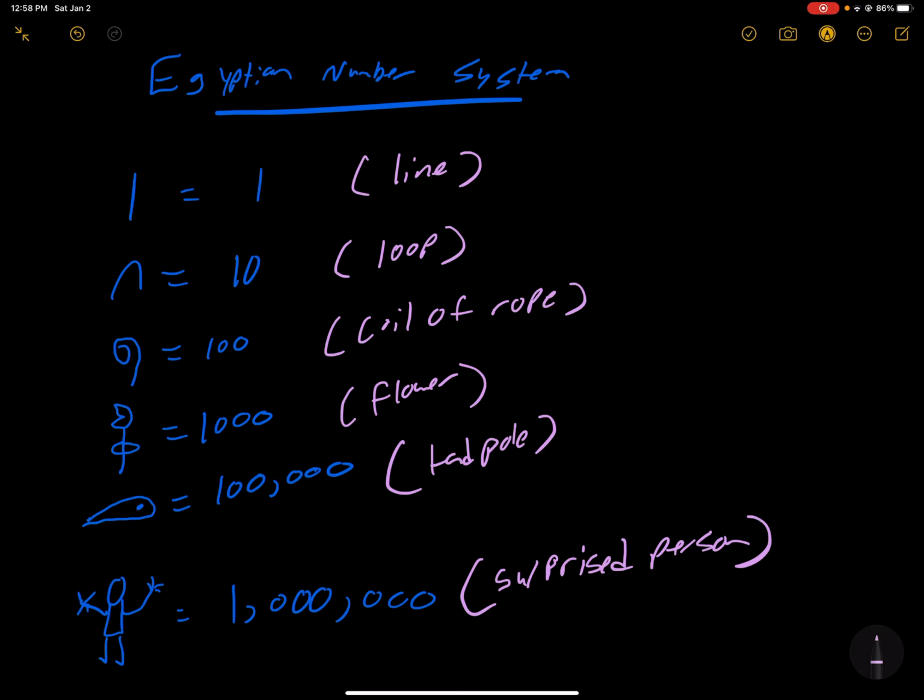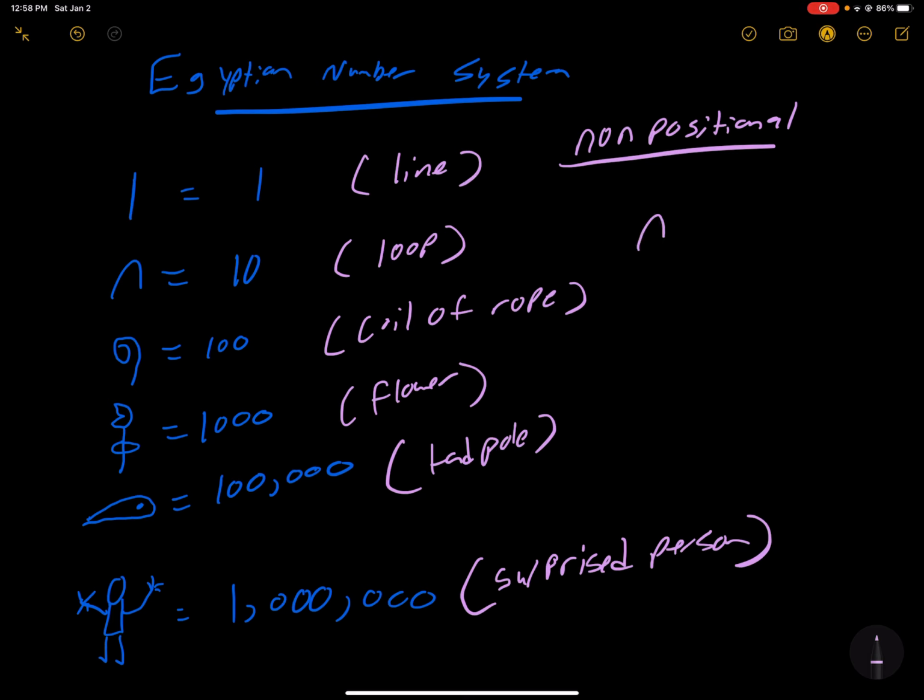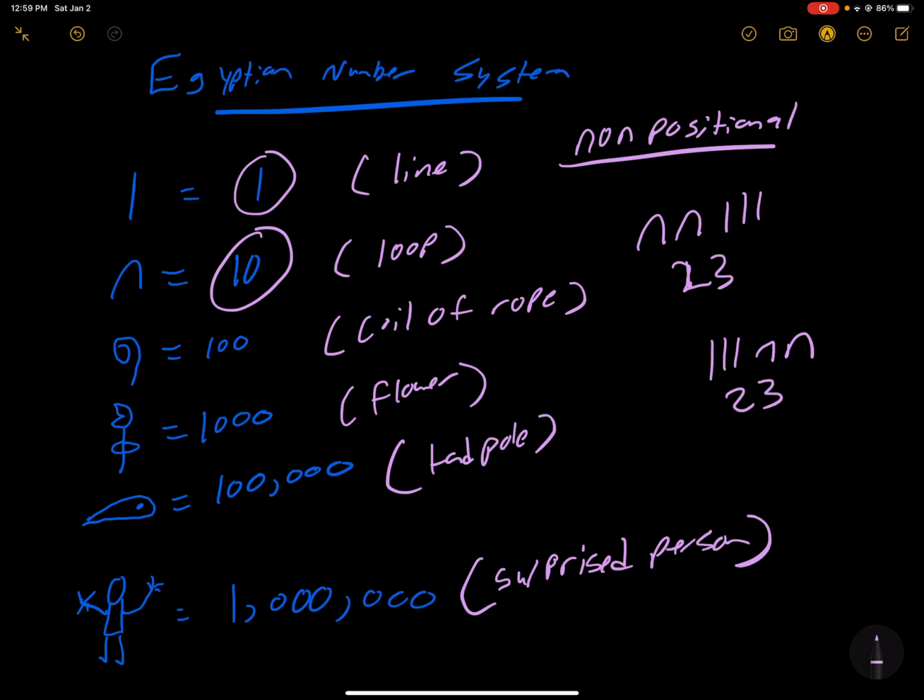And something unique about the Egyptian number system that we're not used to is that it's non-positional. Meaning, back in Egypt, if you were to write the number loop, loop, 1, 1, 1, well, 2 loops is 2 10s, and then 3 1s is 3 1s. So this number would be 23. But also, if I had 1, 1, 1 and 2 loops, notice these are backwards, it's still 2 10s and 3 1s, which is still 23. So this number system is non-positional.